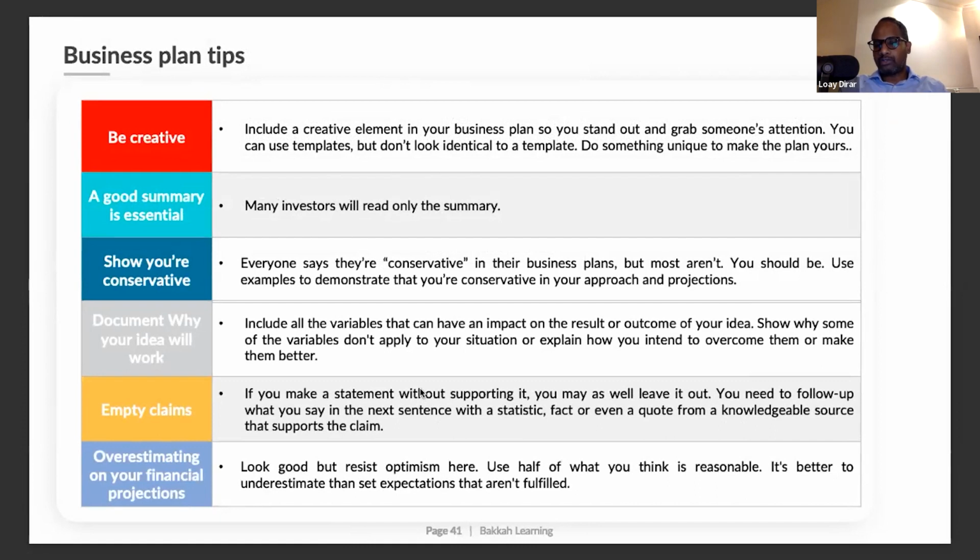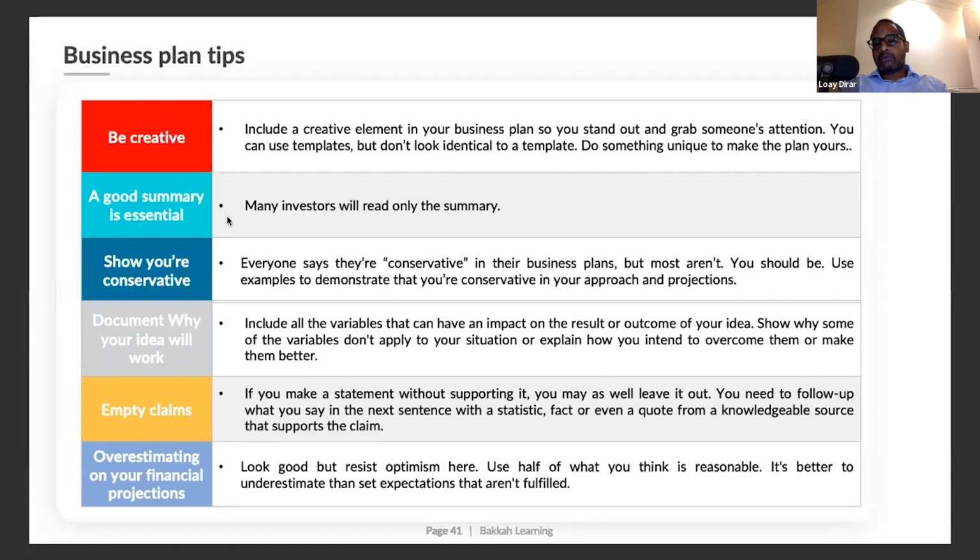Be creative. A good summary is essential. Show you are conservative. Document why your idea will work, without empty claims and overestimated financial projections. Be creative. Always use good designs. Be creative about showcasing your business plan. You can use a very good template that's going to help you to develop your business plan. You can find good templates in Canva, good templates available online, good templates in Microsoft Office, and good templates as part of Pages in Apple.